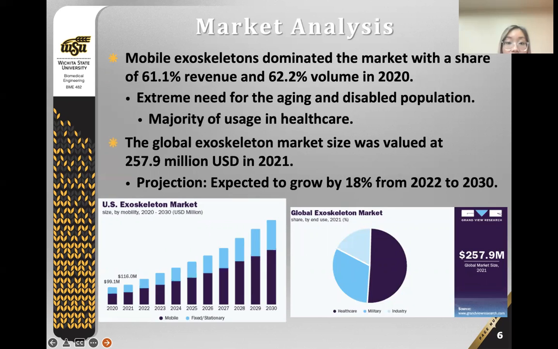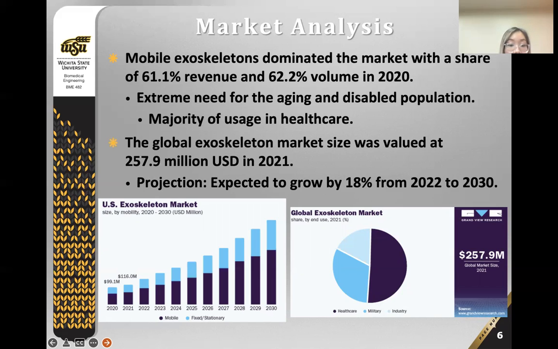Through further market analysis, it was determined that mobile exoskeletons dominated the market with a share of 61.1% revenue and 62.2% volume in 2020, and the rest of the market is fixed or stationary devices. Since there is an extreme and growing need for more advanced medical devices for the aging and disabled population, there's an upward trend in the exoskeleton market as reflected by the figure on the left side. In this figure, it also reflects the split in the market between mobile versus fixed exoskeletons in the United States.